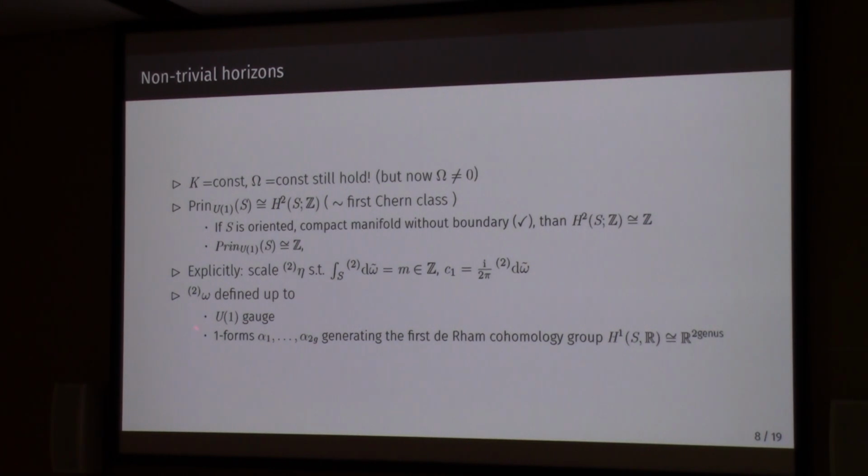And maybe there's a slight remark also to be had here. So of course, this omega defined on S, downstairs, is unique only up to gauge, but also up to closed but not exact one-forms, so they are not just gauge. These are the result of non-vanishing cohomology, whose dimension implies the genus.